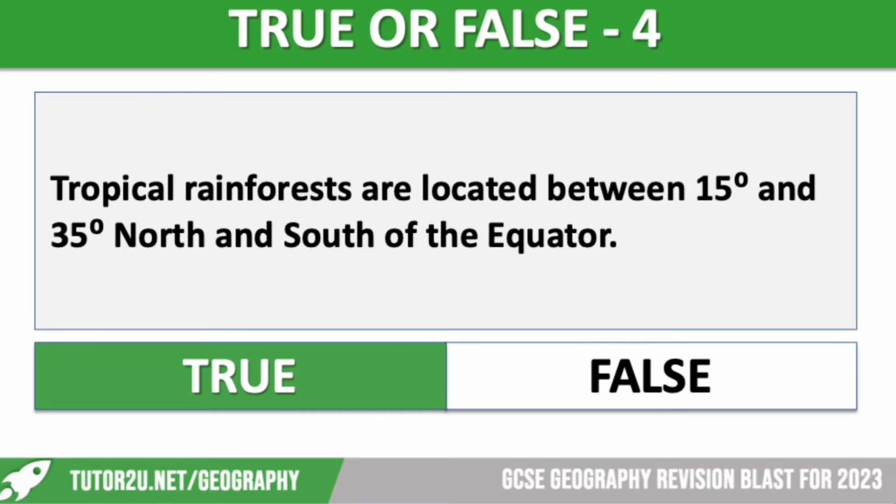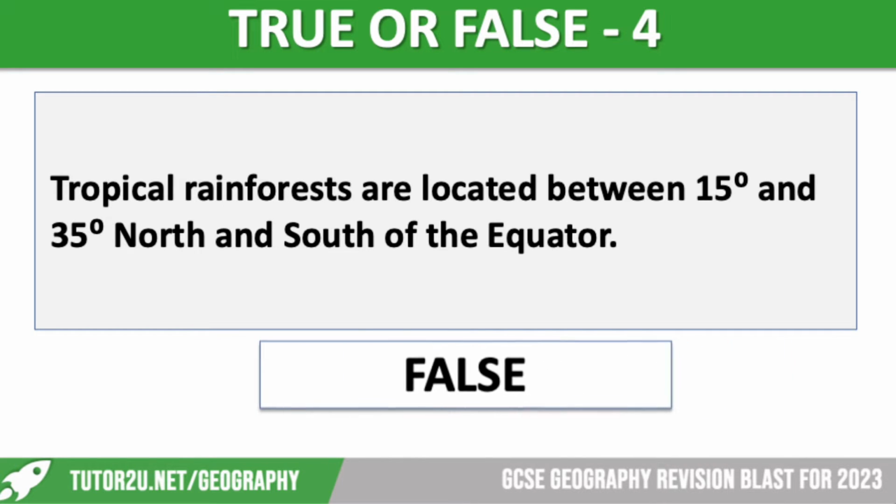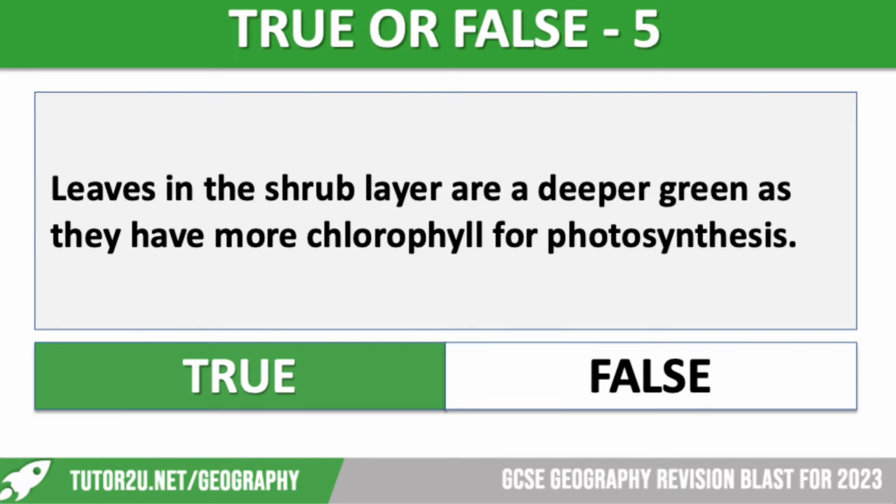Number 4, tropical rainforests are located between 15 degrees and 35 degrees north and south of the equator. Is this true or false? Let's reveal the answer. It's false. So those latitude lines that you have on the screen are actually for deserts. So tropical rainforests are generally located along or around the equator.